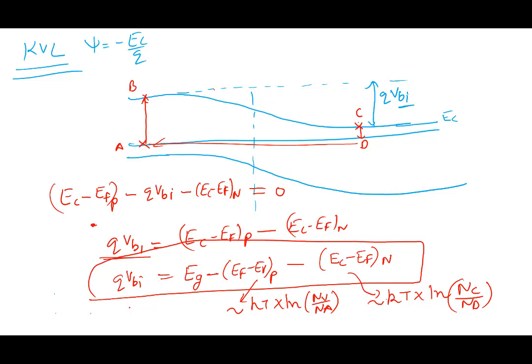Okay? So you've seen that I can calculate QVBI now. Why? Because I know Na, I know Nd, I know Nc, I know Nv. I have an expression. I can calculate the built-in voltage of a PN junction. How much voltage is built into the PN junction here.